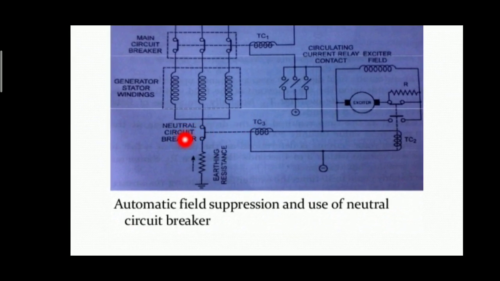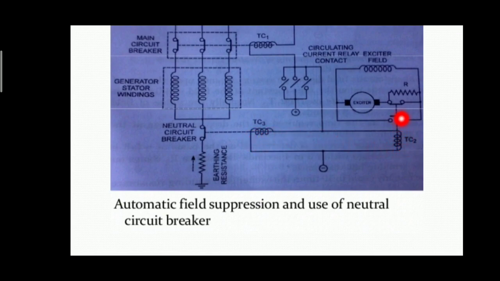If any phase to earth faults or phase to neutral faults are obtained, then this resistor is adjusted. This is the earthing resistance. If any faults are obtained, in that case this earthing resistor is adjusted. Okay, this is the tripping contact coil 1, and this is the tripping contact coil 2.